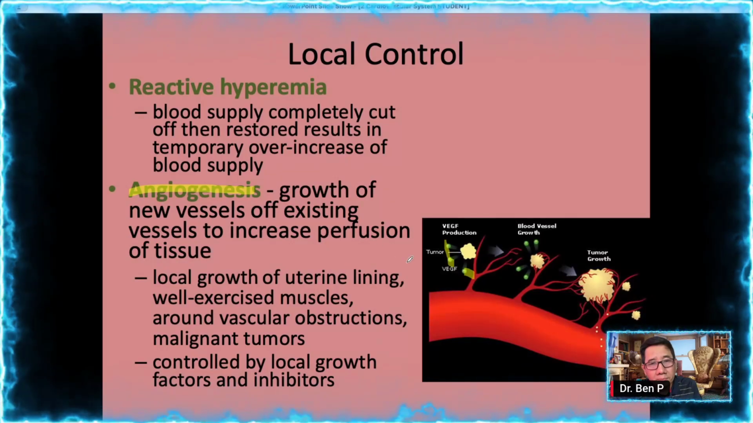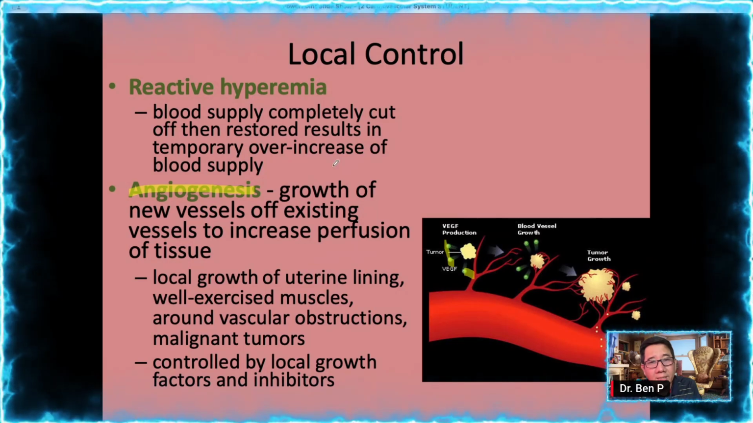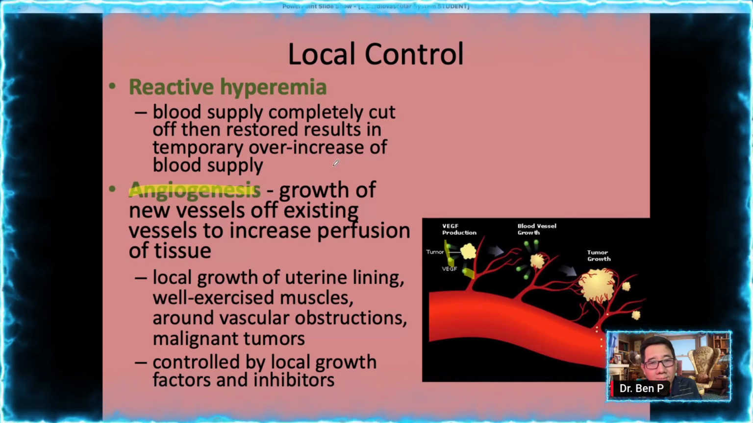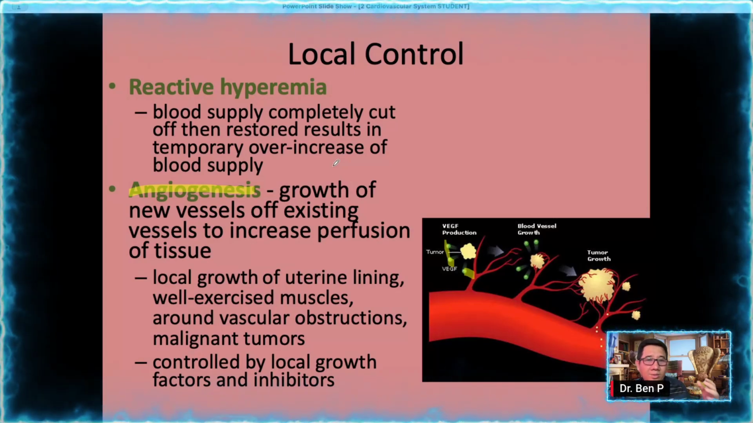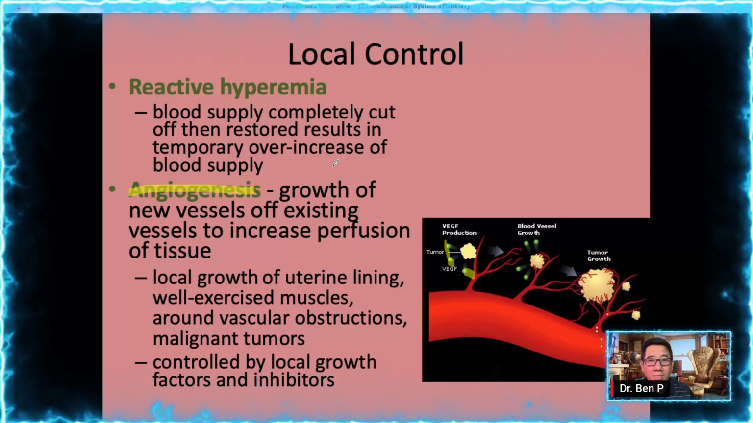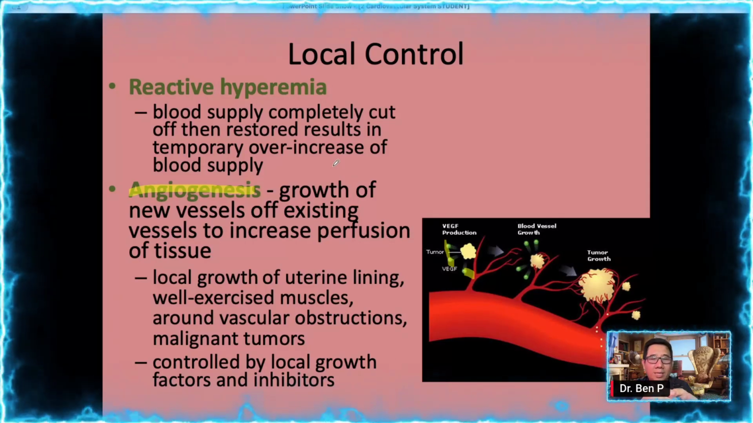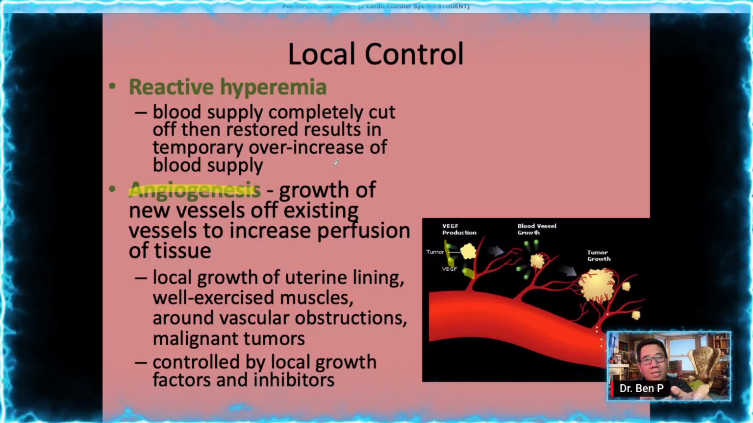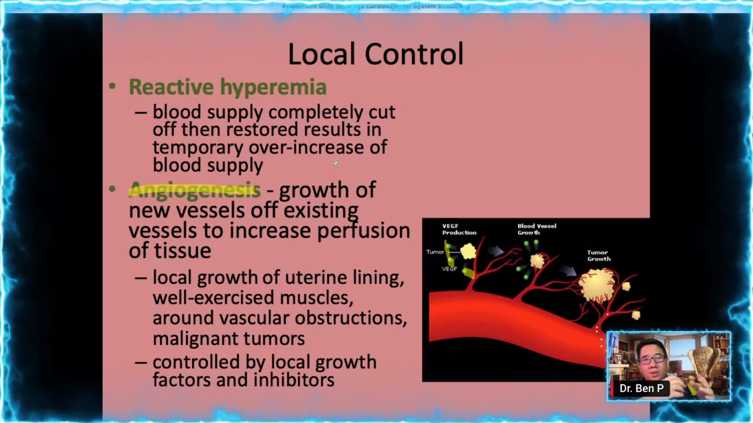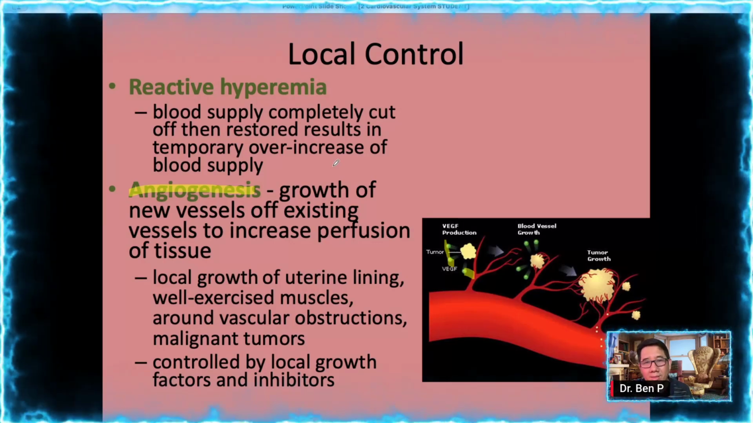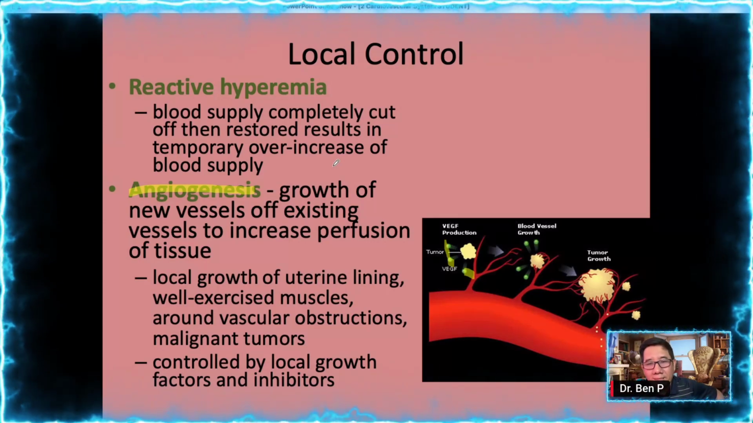Okay, you could also have something called reactive hyperemia. This is where you cut off the blood supply to an area, and then all of a sudden you restore it to that area. That's called reactive hyperemia. So let's say you press down on your finger, and then all of a sudden you release it, you're going to see it turn from white into red, going from no blood supply to that area to now having perfusion of blood into that area. Reactive hyperemia.